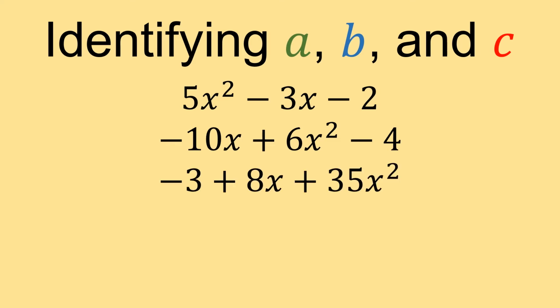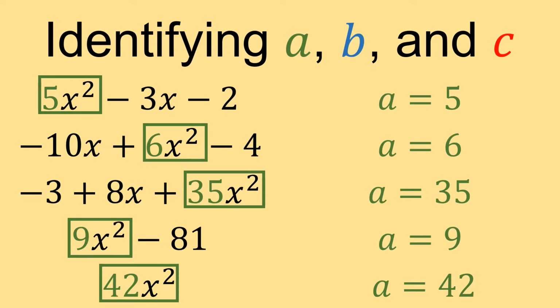In each of the following quadratic expressions, the A value is just going to come from the coefficient of the x squared term for each expression. Quickly we see that our A value is 5 in our first expression, 6 in our second expression, 35 in our third, 9 in our fourth, and 42 in our fifth expression.